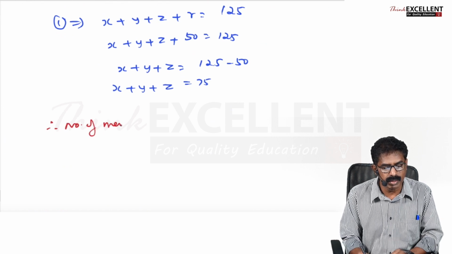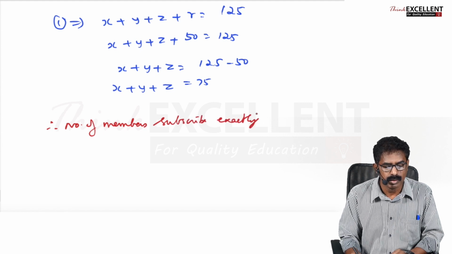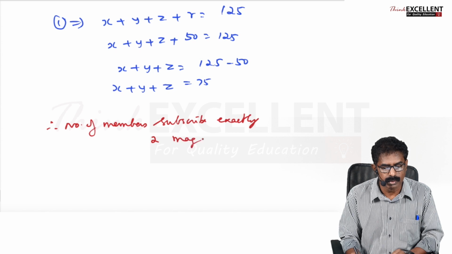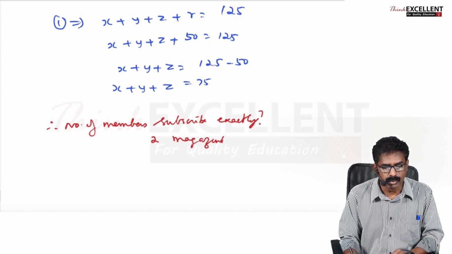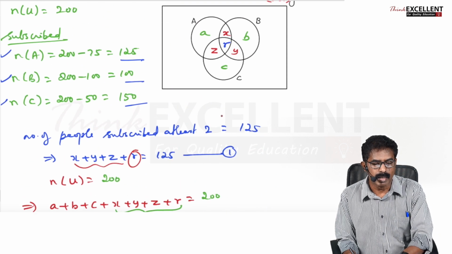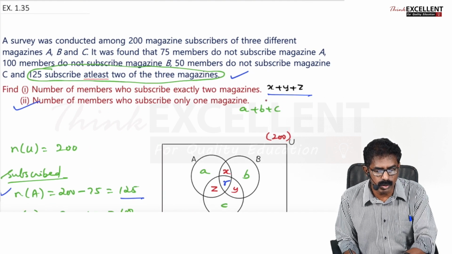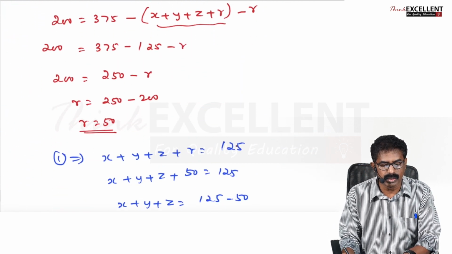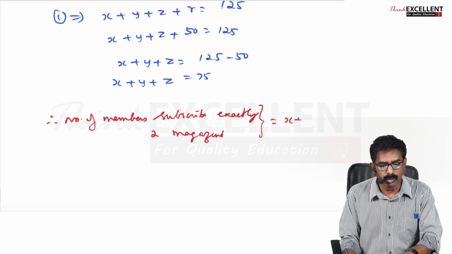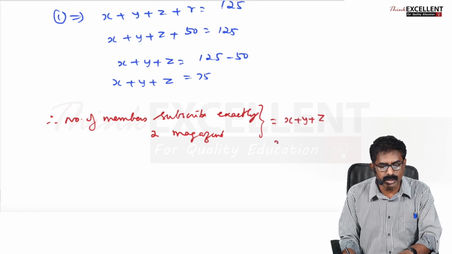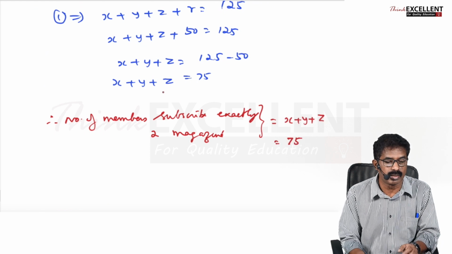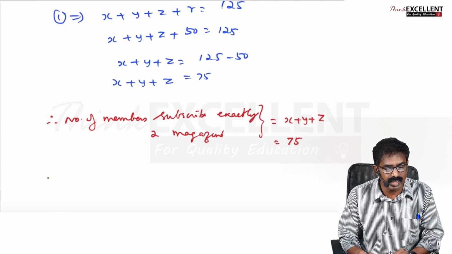Number of members who subscribe exactly 2 magazines. So it is X plus Y plus Z, right? So it is X plus Y plus Z. All the three together, the total only we are getting what? 75.